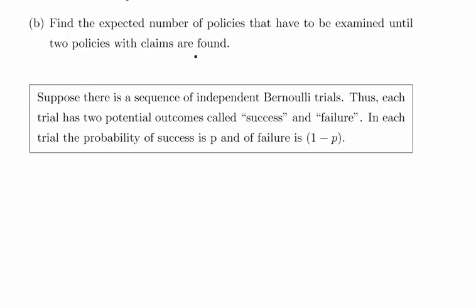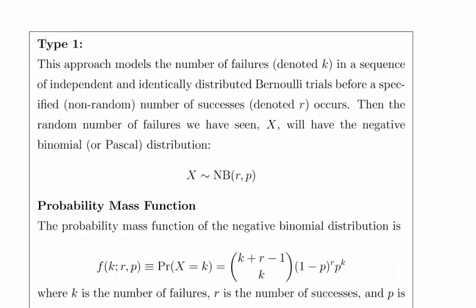Suppose that there is a sequence of independent trials, and each trial has 2 independent outcomes, success and failure. In each trial, the probability of success and failure is denoted P and 1 minus P respectively. So that's just essentially a Bernoulli trial. I pretty much talked about that earlier already. Now, there are 2 distributions, type 1 and type 2. They're similar enough, but there's a subtle difference between the two.